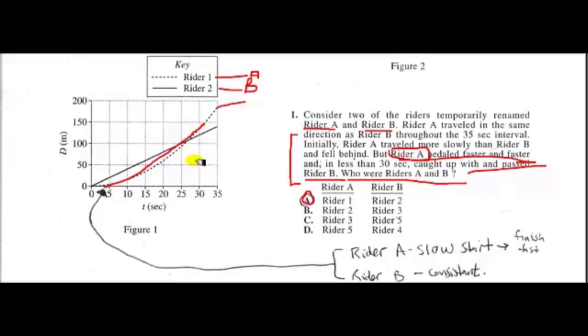Based upon just analyzing the graph here, we can go ahead and translate what it says in the question stem into what the graph says here. Question number 1 is answer choice A. Remember, translate what it says here. Rider A, slow start. Rider B says constant. And then Rider A says finished fast. And that's what you see here, finished fast. Rider A is going to be Rider 1, and Rider B will be Rider 2.